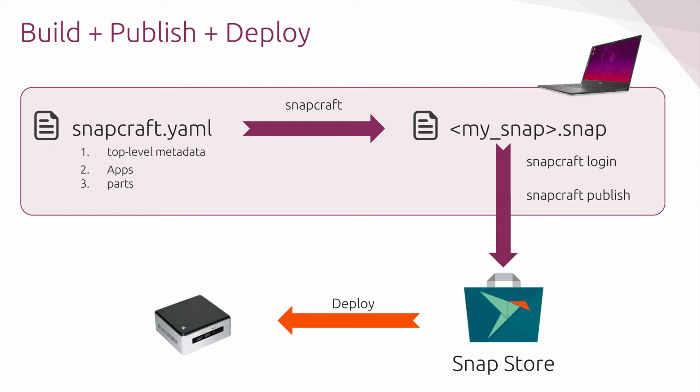This snap file could be copied to the target device and installed manually. That's something that can be used for development purposes, but for production, it should be deployed from the Snap Store, which is the repository where all the snaps are hosted. To publish the snap to the Snap Store, we need to use the same Snapcraft tool to log in and to publish the snap. Once the snap is in the store, updates can be requested manually from the device or pushed from the store to a fleet of devices.